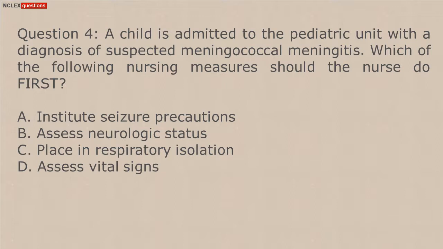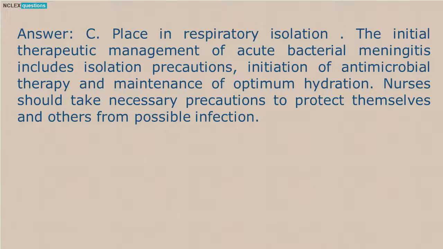Question 2. The mother brings a child to. Answer, C. Place in respiratory isolation. The initial therapeutic management of acute bacterial meningitis includes isolation precautions, initiation of antimicrobial therapy and maintenance of optimum hydration. Nurses should take necessary precautions to protect themselves and others from possible infection.